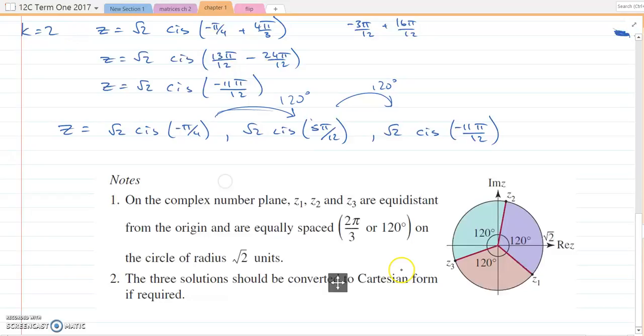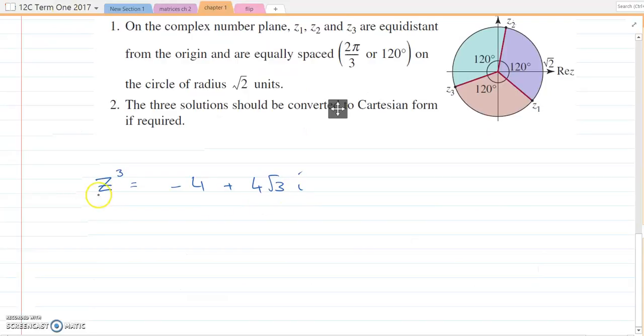And so here's what the solutions actually look like, out of your textbook. The minus pi over 4 is obviously this first one. The next one, 5 pi over 12, is this one; 6 pi over 12 would be up here, at 90 degrees. And the last one is back down here. And that's how you do these.